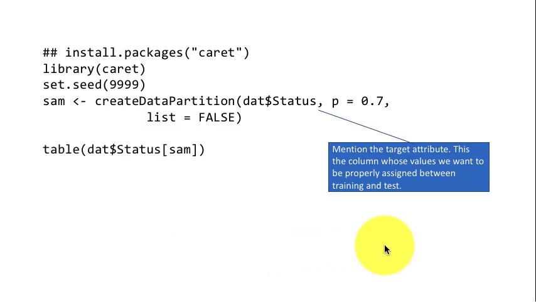Okay, so this time I'm going to look at table dat dollar status sam, and notice that there are 7 buyers, 14 non-buyers out of the 21, because 21 is what we got, 0.7. Okay, so the non-buyers are still twice the buyers, which is good. This is better than our earlier approach. That is because we use the createDataPartition function, and that takes care of this requirement. So that's a very important thing.